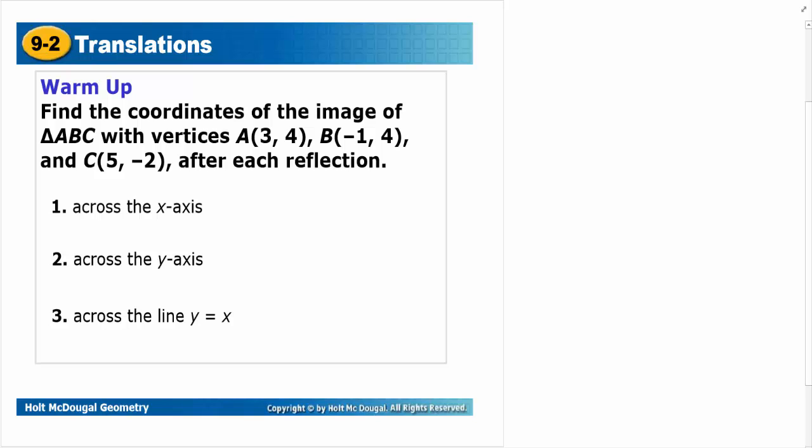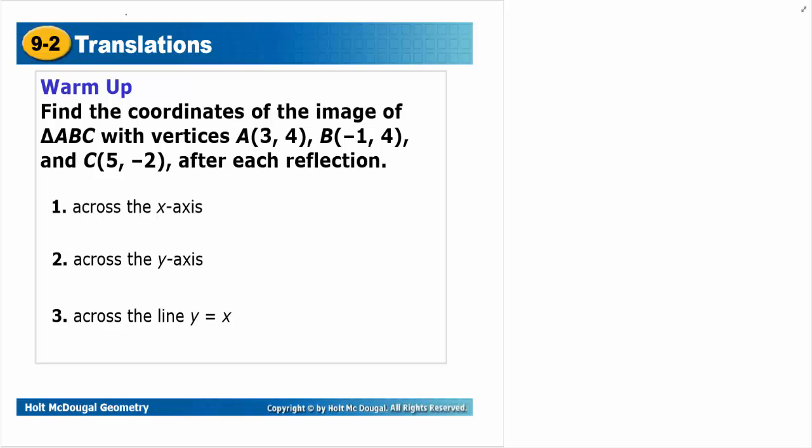All right, guys, we're moving on to 9.2 now. As a warm up here, obviously I made a big point of talking about your different types of reflections over the x-axis, the y-axis, and y equals x. So the warm up for today is kind of going over the same concept.